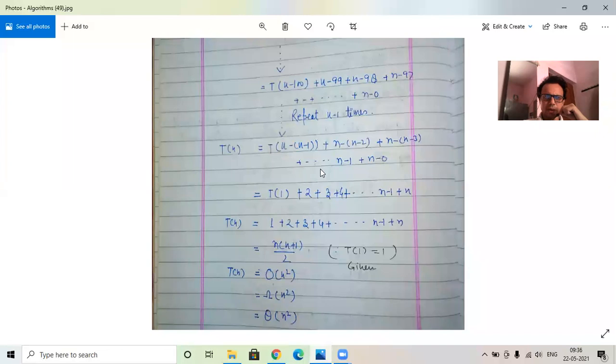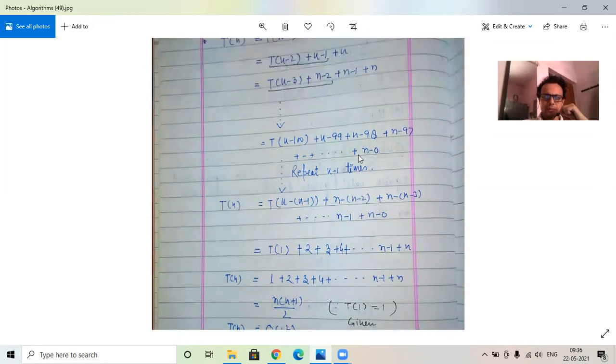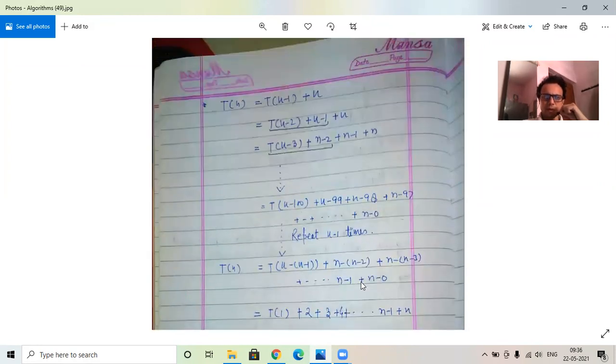If I repeat it n-1 times, then what will be the value? Just replace the value, substitute the value. T(n-(n-1)) plus n-2 plus n-1. This value will come, so just continue it. Now at last you can find n-1 plus n-0. In this format you can get it.